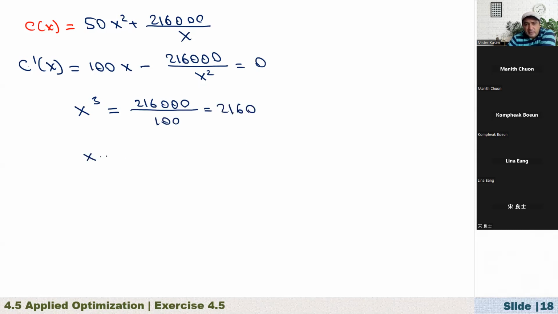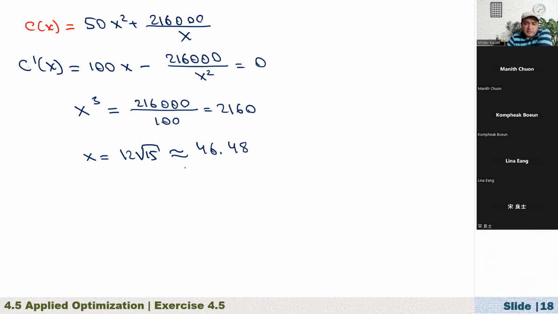Then what is x? Then x is equal to the cube root of 216,000. That's equal to 12 times square root of 15, which is approximately, corrected to 2 decimal places, 46.48. Okay, so that is the dimension of this one.